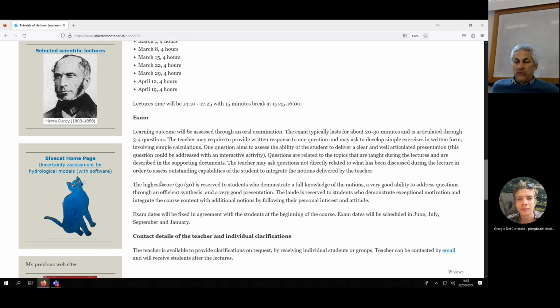Usually, about 5% of the students take the laude in my exams, and this is usually what the university recommends. And exceptional, what does this mean? Because this is a good question, actually. Exceptional means that besides being a very good student, besides having a good knowledge of the theory, a good knowledge of the problem, a good ability to speak, the student, for some reason, stands up.